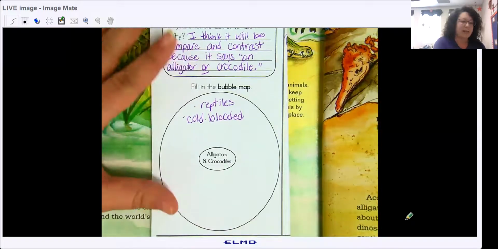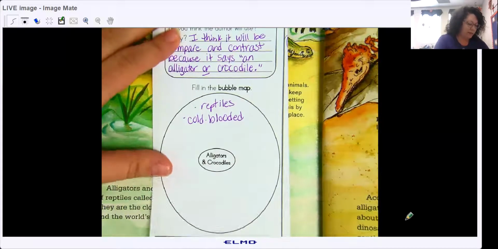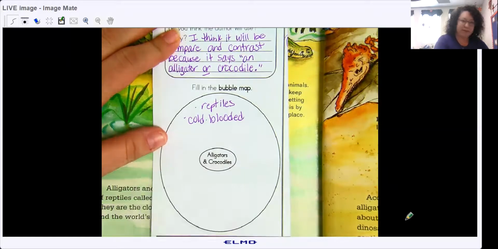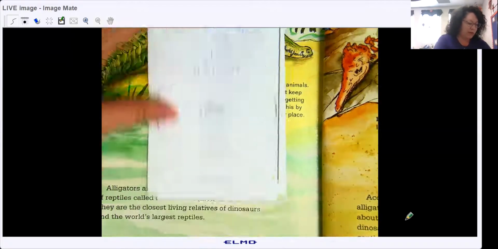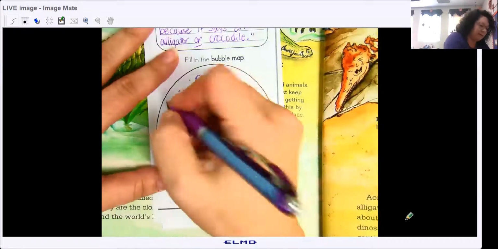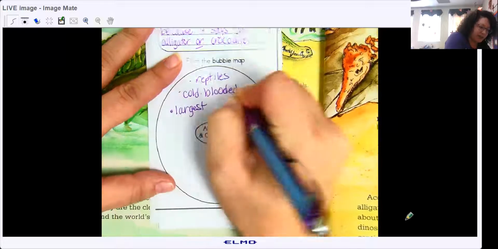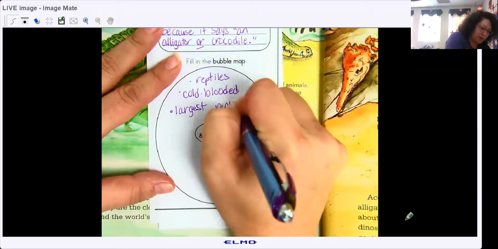What else is something the same about crocodiles and alligators? We read something about the scientists on the next page. Oh, it also says they are the closest living relatives of dinosaurs and the world's largest reptiles.